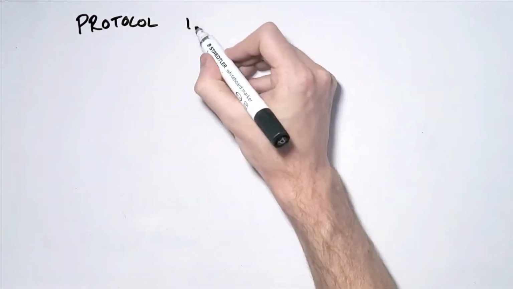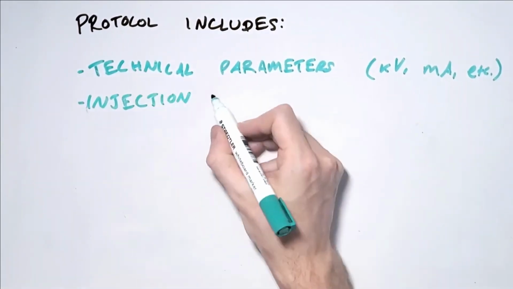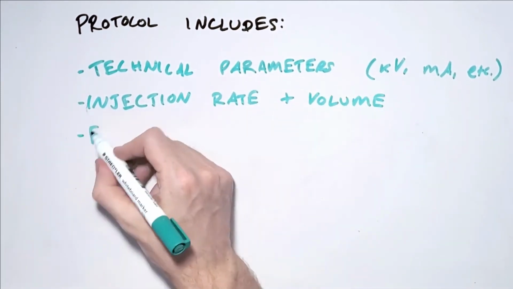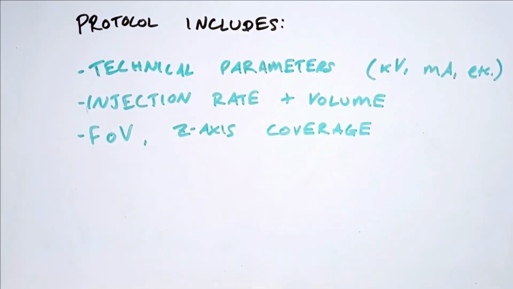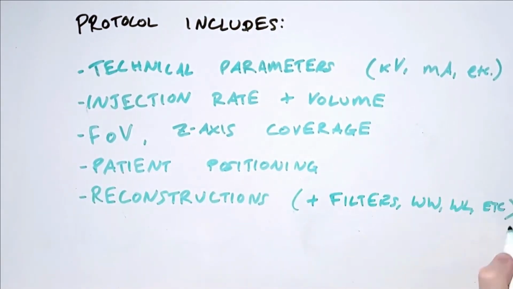So each different scan protocol can have different technical parameters, different injection rates and volumes, different requirements for field of view and Z-axis coverage, different patient positioning, different prep protocols and requirements, different reconstructions that will be built, and so on. And all of these things tie into an imaging protocol, so it's not just as simple as a set of technical parameters. There's a lot more to it.